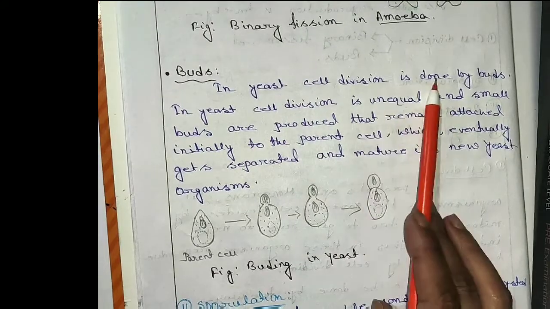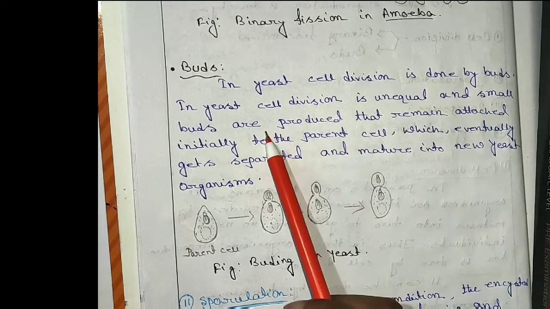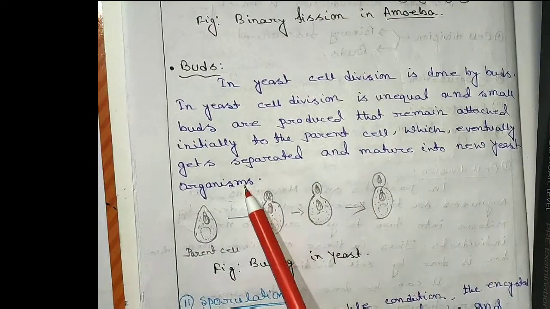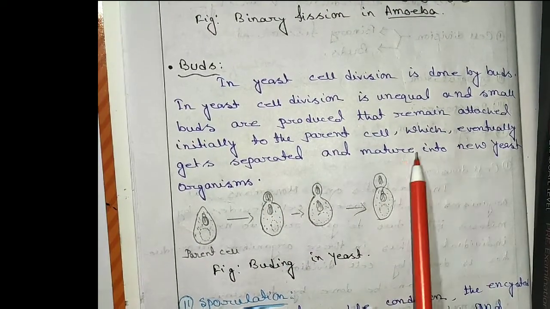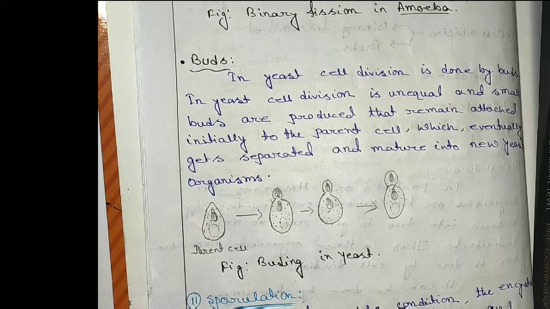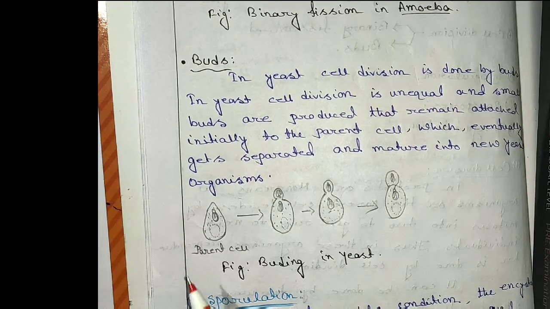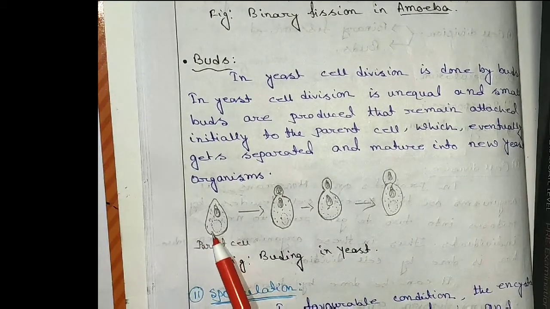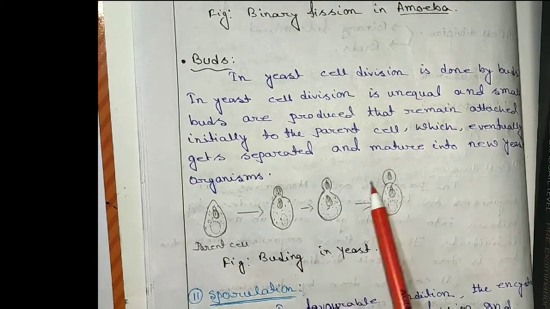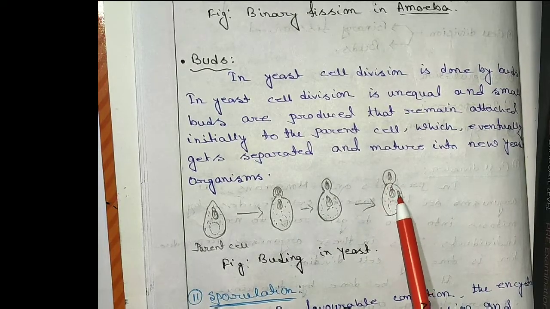Now the second type of cell division is budding. In yeast, cell division is done by budding. In yeast, cell division is unequal and small buds are produced that remain attached initially to the parent cell, which eventually gets separated and matures into new yeast organisms. In yeast, a part of the body enlarges and separates from the body and becomes a new individual. This is the parent yeast, this is the bud, and this is the new individual. It is separated from the parent body and here two new individuals are formed.